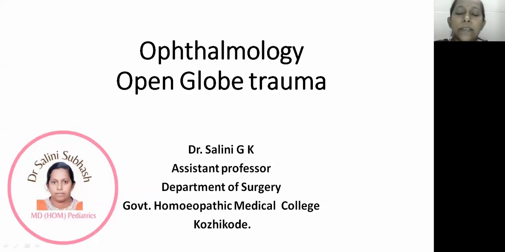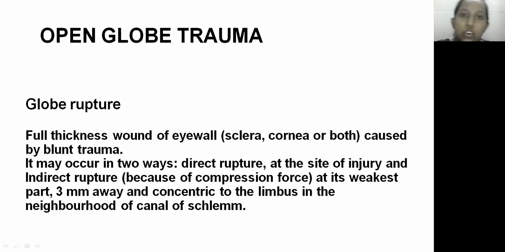Today we will see ophthalmology, open globe trauma. Open globe trauma, globe rupture, is a full thickness wound of the eyeball involving the sclera, cornea or both, caused by blunt trauma. It may occur in two ways: direct rupture at the site of injury and indirect rupture because of compression force.